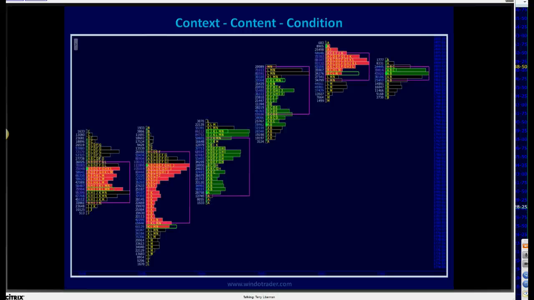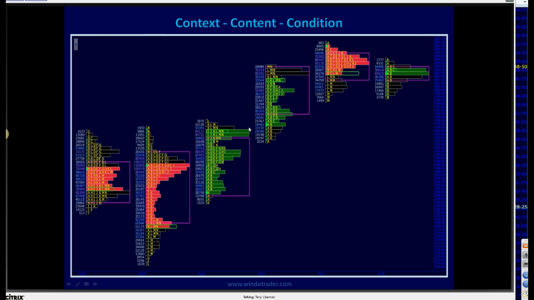Now, here's another example of context, content, and condition. In this case, what we have are volume profiles with TPO profiles overlaid on top of them. And then we've marked the value areas on each one of the sessions with the magenta colored box. And what we're looking for here is, first, what are the relationships between the different value areas?